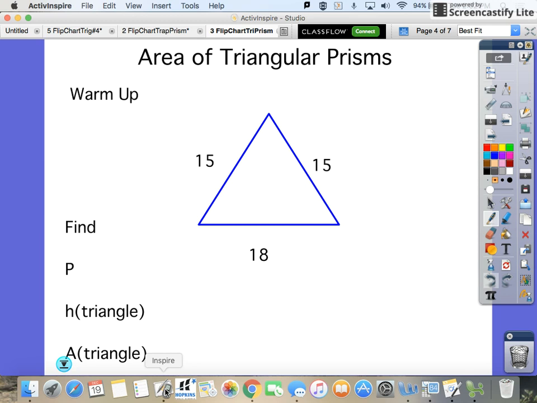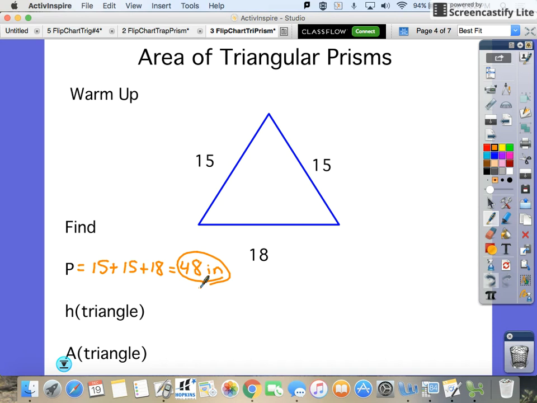Okay, the next lesson is area of triangular prisms in the volume unit for geometry. One thing we need to refresh ourselves on is how to find the height and the area of a triangle before we can get into three-dimensional prisms. First, to find the perimeter, we'll start off simple. Perimeter is adding up all the outsides. So we got 15 plus 15 plus 18, which is 48. We'll go inches on this one, because why not? So we've got 48 inches is our perimeter.